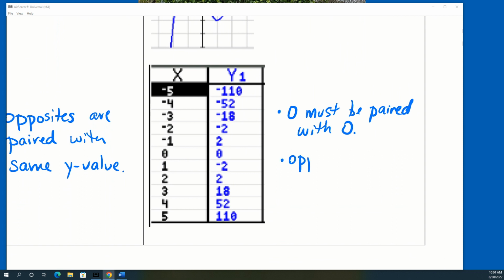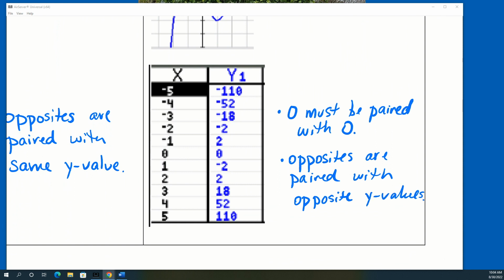And then opposites are paired with opposite y values. Right? And that looks like negative 1 is paired with positive 2, so positive 1 is paired with negative 2, or negative 4 is paired with negative 52, so positive 4 is paired with positive 52. So that's what origin symmetry looks like on a table.